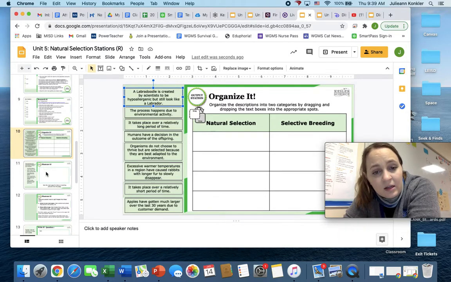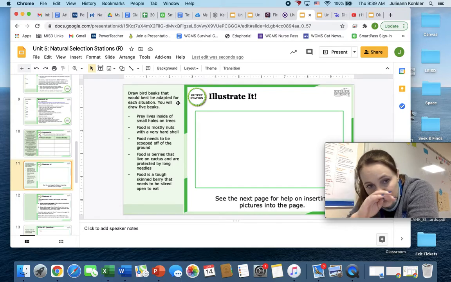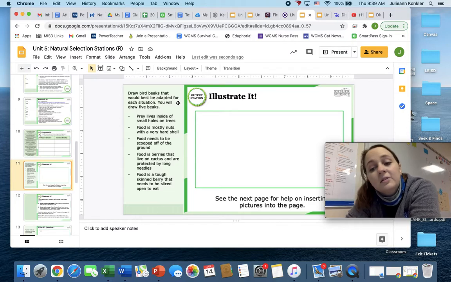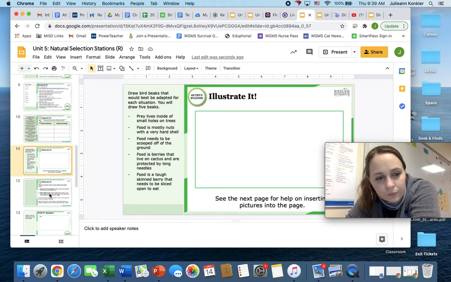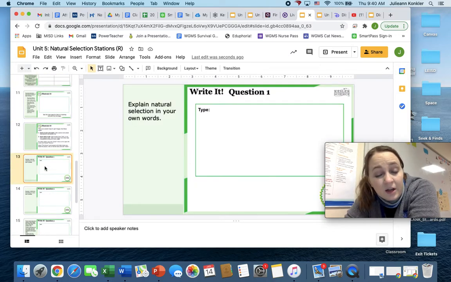Illustrate It is our next station. So draw bird beaks that would be adapted best for each situation. So you're going to draw 5 different bird beaks. You can do this on a piece of paper, or you can do this digitally if you're really good at that. Take a picture of it if you do it on paper and upload your picture here. This just gives you directions. Google Draw is a pretty awesome thing.